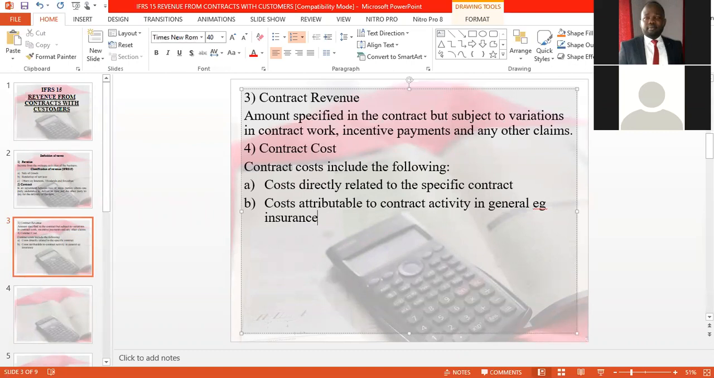And any other costs directly related to the contract. For example, administration costs. The people administering the project, for example. Those are costs directly related to the contract.